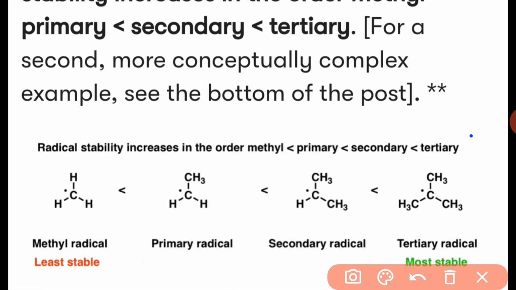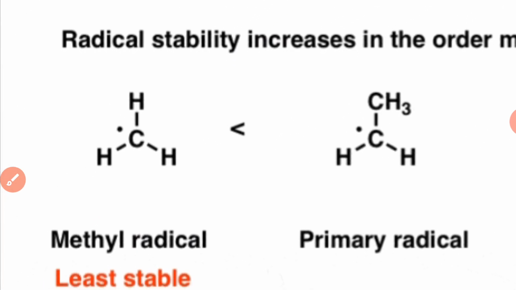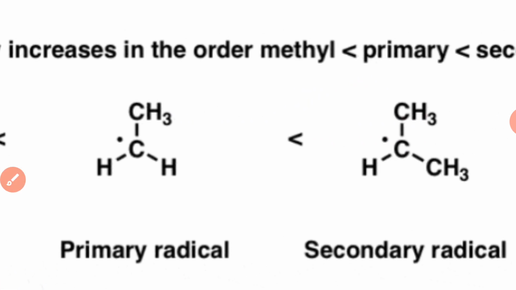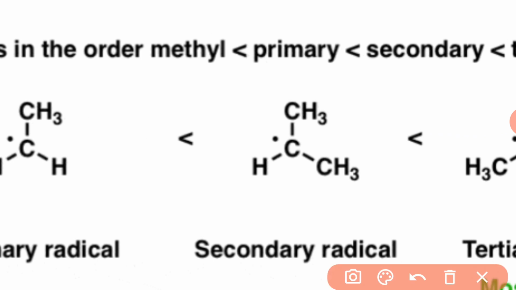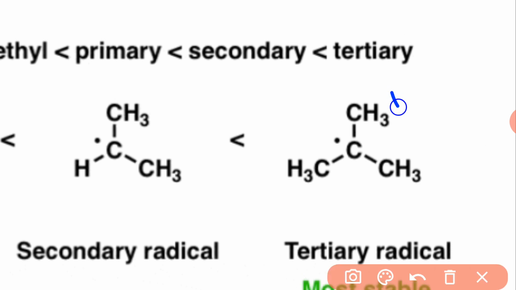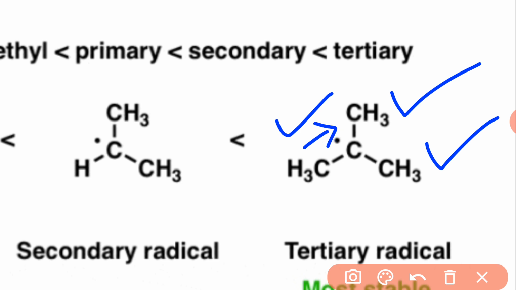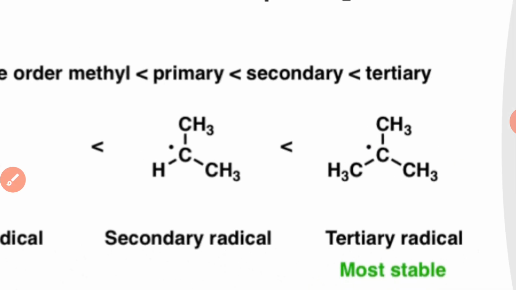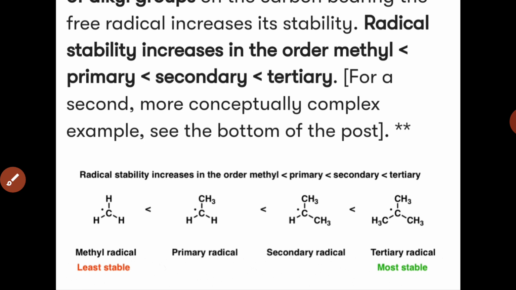So the methyl radical is considered the least stable because it does not have any electron donating species on it. However, the primary contains one, the secondary radical contains two methyl groups, and lastly the tertiary contains three methyl groups, which donate their electron density to the radical and thus stabilize it. This is the reason why the radical stability increases in this order: because the electron donating species are increasing.